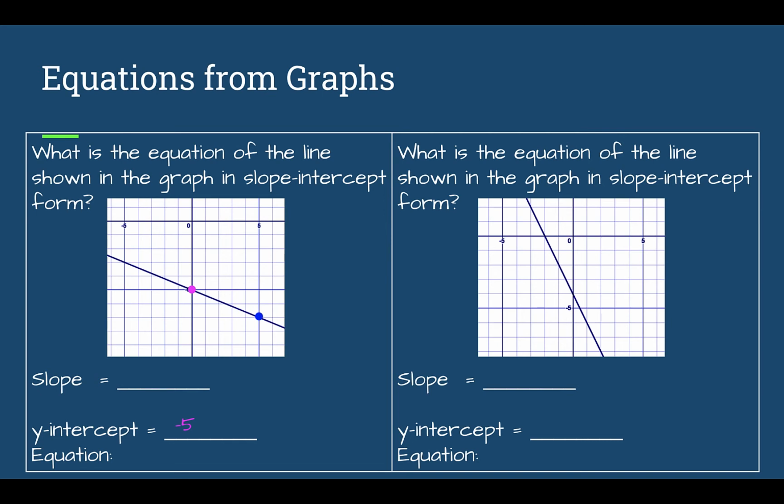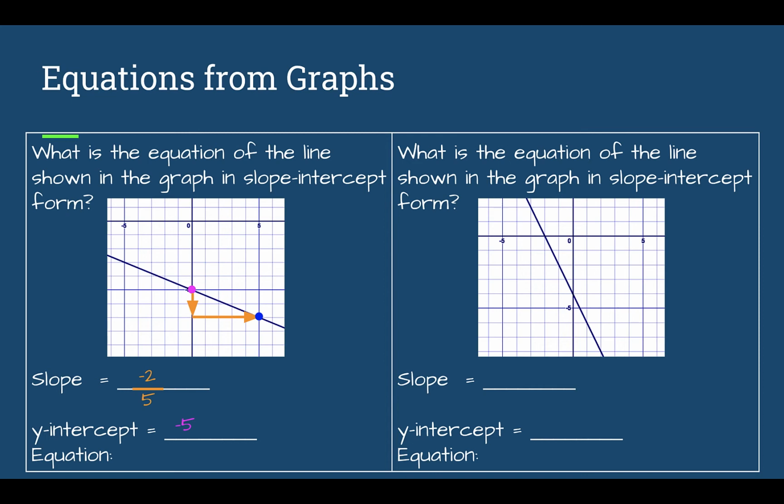To figure out how my slope changed, I would need to go down 2 and over 5. Again, we're counting the spaces, not the lines. So down 2 over 5, I would write it as a fraction of -2/5. Negative because it's going down.